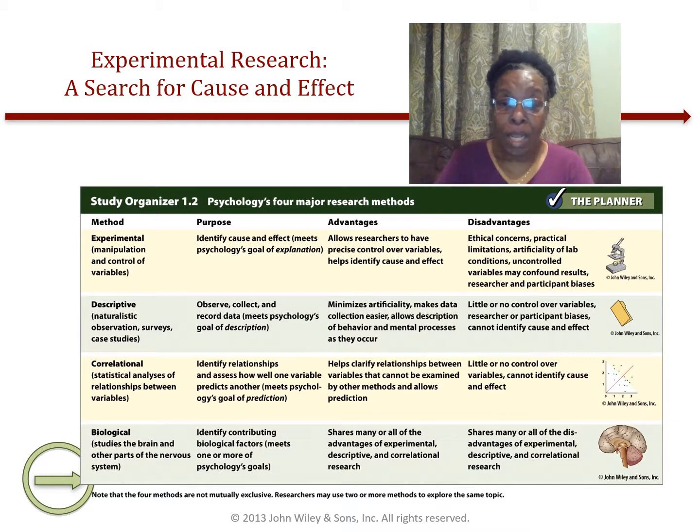Advantages here is it allows us to share many or all of the advantages of the other three types of research, that being experimental, descriptive, or correlational. We can combine all of it when we're talking about biological because we have demonstrated some of each within it. The disadvantages, just like the advantages, is sharing of all of the above. We might have the same issues that we would have in experimental, descriptive, or correlational.